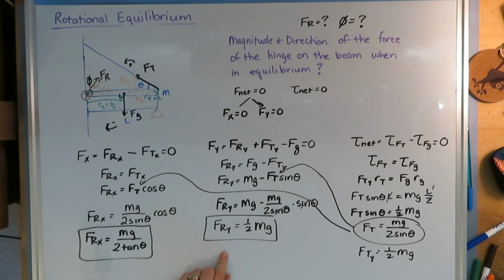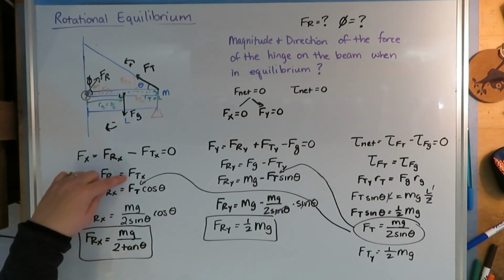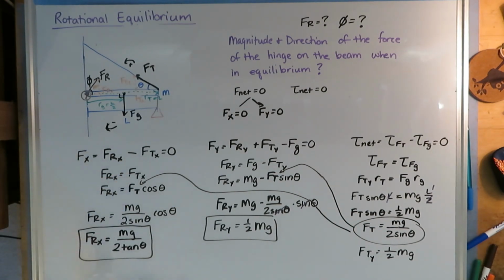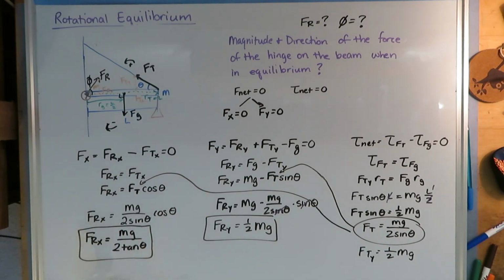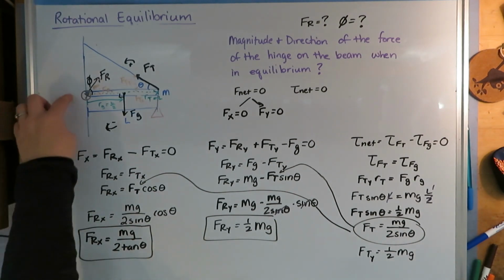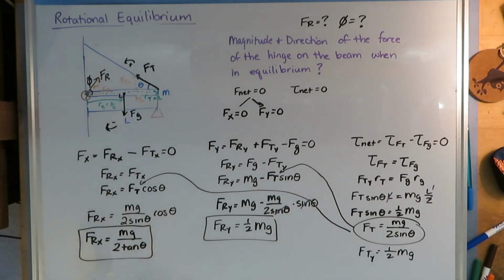So FRY is equal to 1/2 of mg. FRX is equal to mg over 2 tan theta, because FTX is equal to FT cosine theta. So FRX and FTX are actually the same, and FRY and FTY are actually the same. What that tells us is, because FRY has the same magnitude as FTY and FRX has the same magnitude as FTX, that phi and theta in this case are actually the same value.